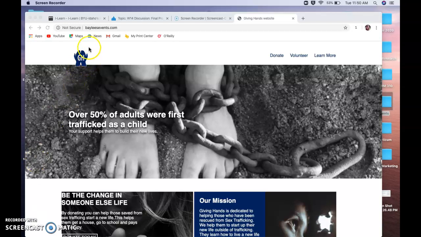So right here's my logo. I really thought that was a good choice, the hands, because that's how we can help them, by donating money or donating our time.